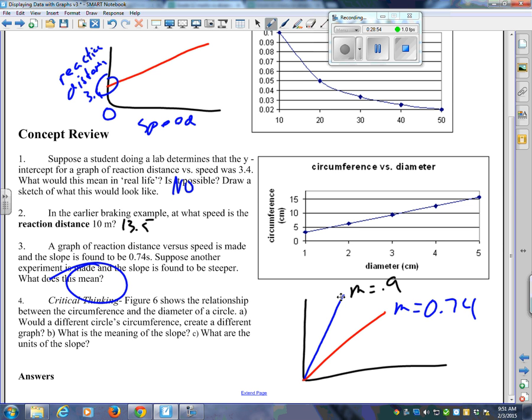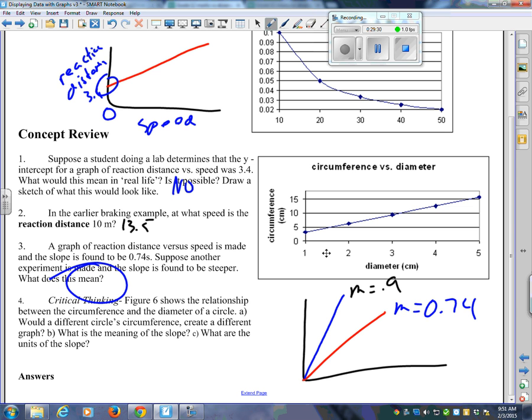Figure 6 shows, that's this one right here, the relationship between the circumference and the diameter of a circle. Circumference and diameter. Would a different circle create a different graph? If I graphed a different circle, would I get a different graph? Just because I'm not saying anything isn't an indication of your answers being correct or not. I am merely waiting for people to think. Would you get a different graph if you get a different circle?